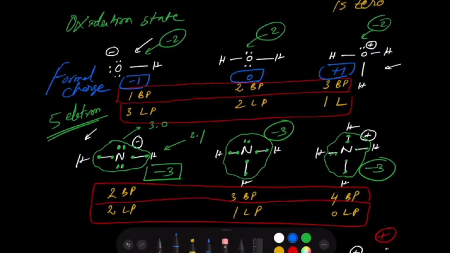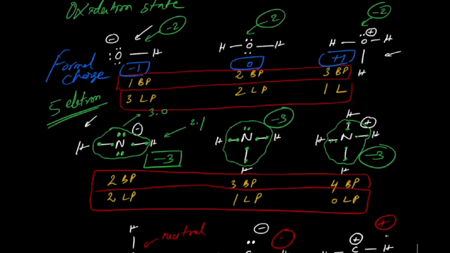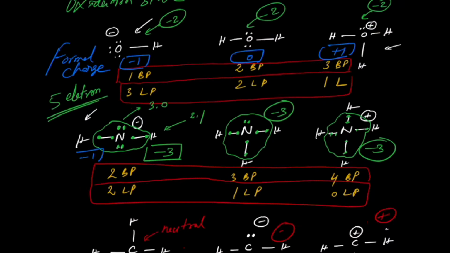Similarly, for nitrogen, what was the formal charge here? It was -1, and here it was 0, and here it was +1. So formal charge is calculated assuming that electrons are shared equally. But when calculating oxidation state, you give the electrons to the more electronegative atom and calculate.